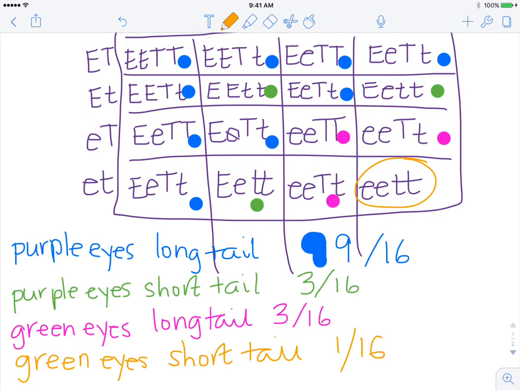So that is dihybrid crosses. Remember, dihybrid crosses just refer to a cross with 2 different traits.